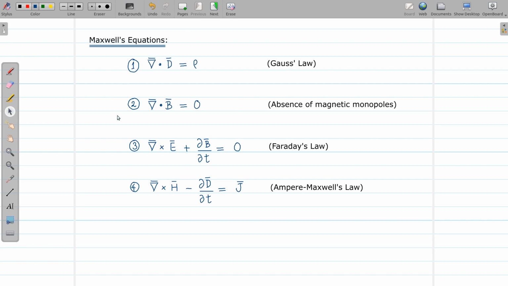So we'll be using two of these Maxwell's equations for the boundary conditions for the normal component, and the other two Maxwell's equations for the boundary conditions for the tangential components of the electric and magnetic fields. So let us proceed now.